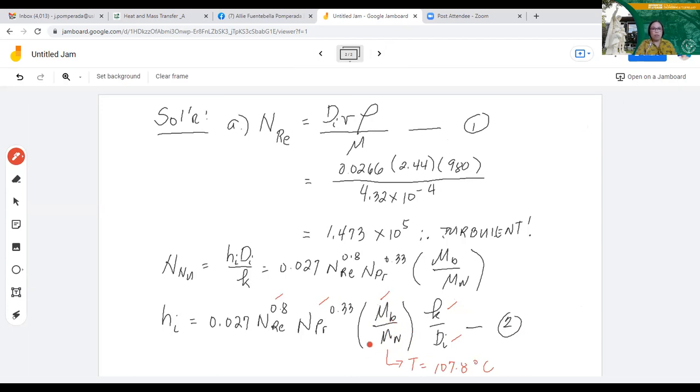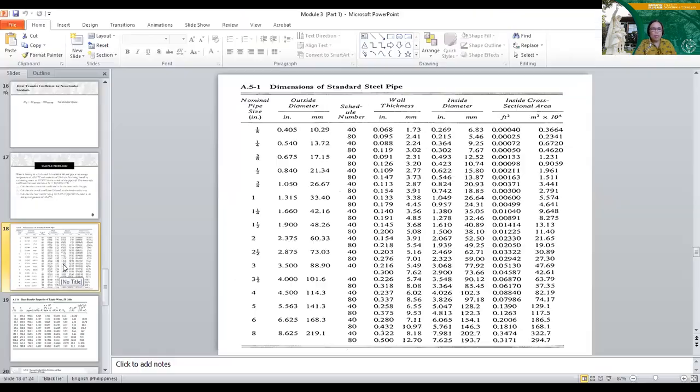It's still referring to that of water, so you're going to read it from the same table. Okay, let me just check, class. If this is our table, you are to get the temperature at the wall based on a particular assumption. So you're still going to use the same table.